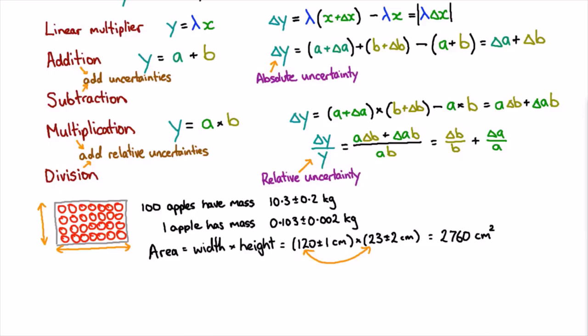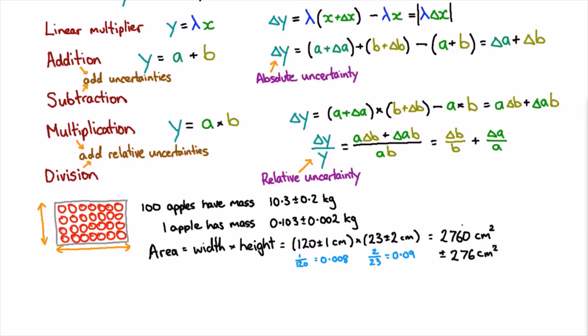Remember, we have to add the relative uncertainty. So the relative uncertainty in this quantity is 1 centimeter divided by 120 centimeters, which is 0.8%. And the relative uncertainty in this is 2 centimeters divided by 23 centimeters, which is a lot larger, which is 9%. So remember, we have to add the relative uncertainties when we're multiplying two numbers. And so we add 9% and 0.8%, which rounded gives us 10%. And so our error here is going to be 276 square centimeters.